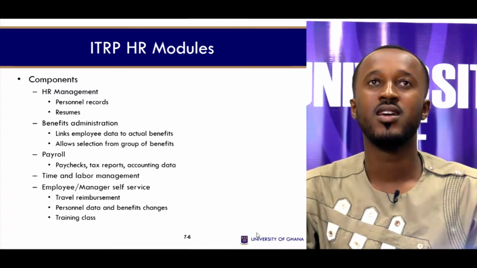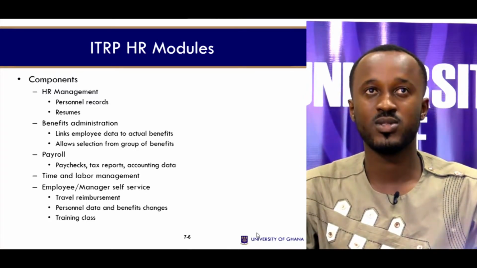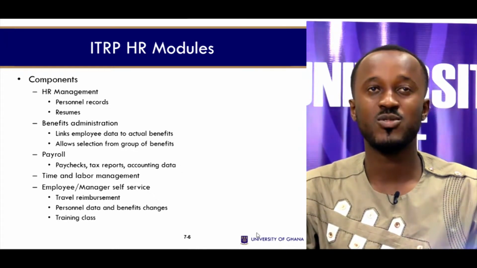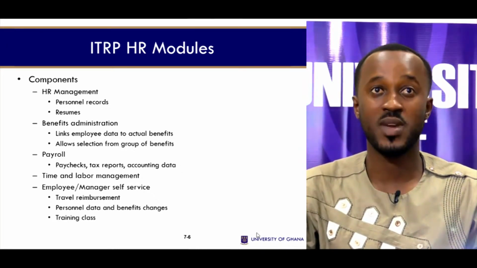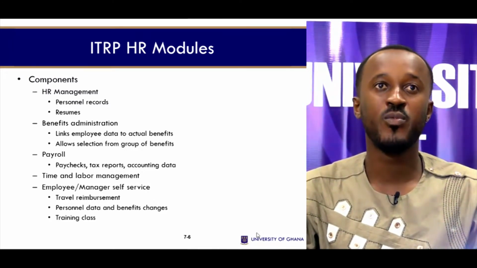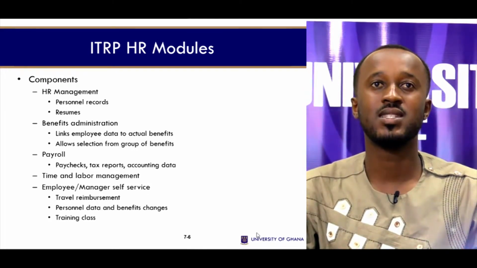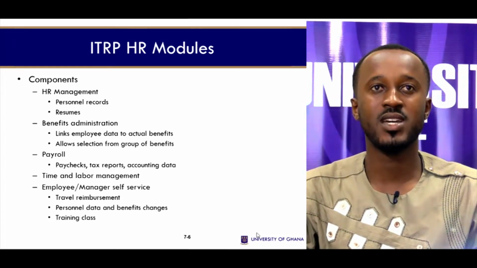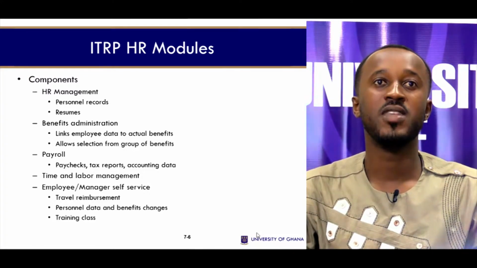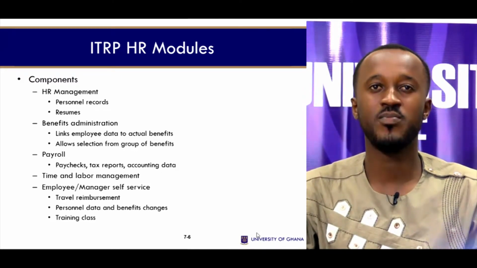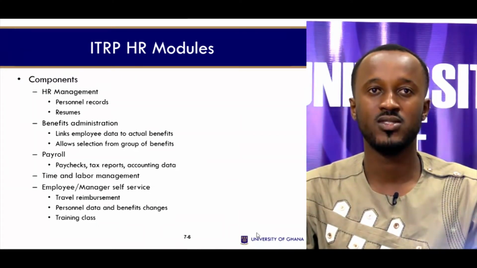We look now at the IT resource planning human resource modules. These are the components. We have the human resource management, which deals with personal records and resumes. We have the benefits administration, which deals with linking employee data to actual benefits, allowing selection from a group of benefits. We have the payroll, which takes a look at paychecks, tax reports, and accounting data. Then another component is the time and labor management. We have the employee or manager self-service, which looks at travel reimbursement, personal data, and benefits changes. Then we see the training class.